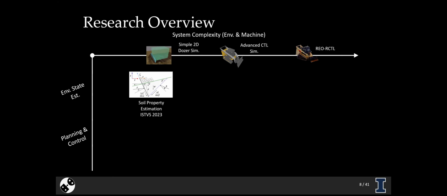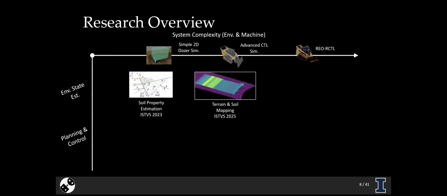So the second axis to talk about is that we're organizing these contributions in this environmental state estimation area, as well as in the planning and control. The first work is this soil property estimation method. This is formulating the problem of what we mean by soil properties and how we estimate them. Secondly, we'll talk about this terrain and soil property mapping. How do we actually represent these soil properties in a spatial manner, so we're tracking their position throughout the environment?